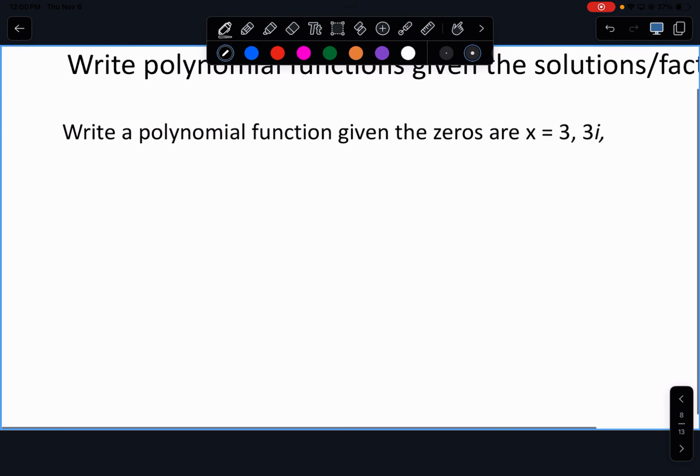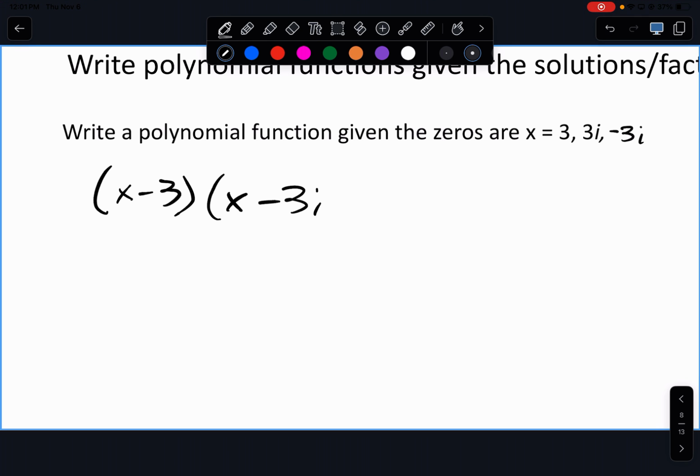So let's take a look at this one. First of all, we've got something missing over here. What should go in that box? X is positive 3i, negative 3i. Right? Because we know that if the positive version of 3i is a solution, then the negative version also has to be, because it always travels in plus minus in pairs. So now our factors are going to be x minus 3, x minus 3i, x plus 3i.